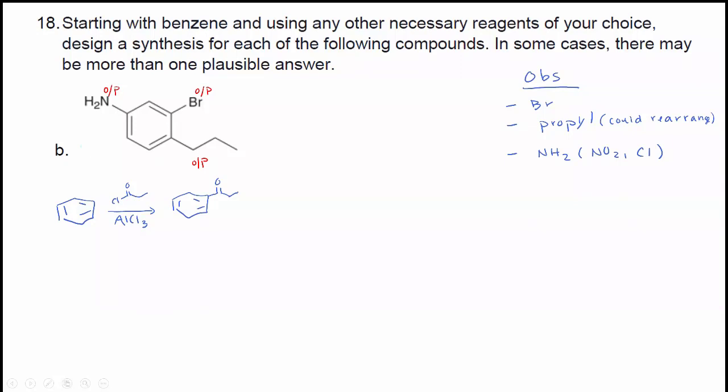And you want to look at what type of group is on there. If you have a carbon double bonded to oxygen, this is a meta director. So the next group that we add is going to be meta to this group that we have on there, which we don't want. So we want to reduce our carbonyl right away because the bromine is ortho to that group and the nitro group is para, or the amine group is para.